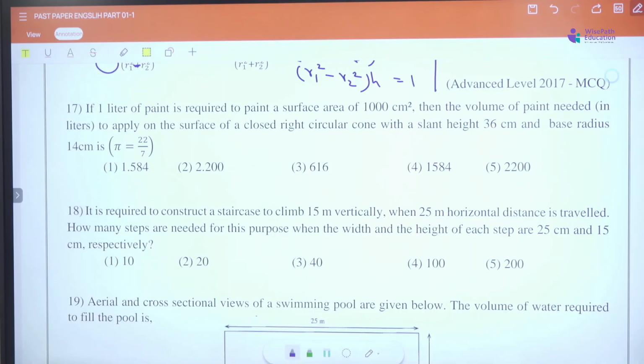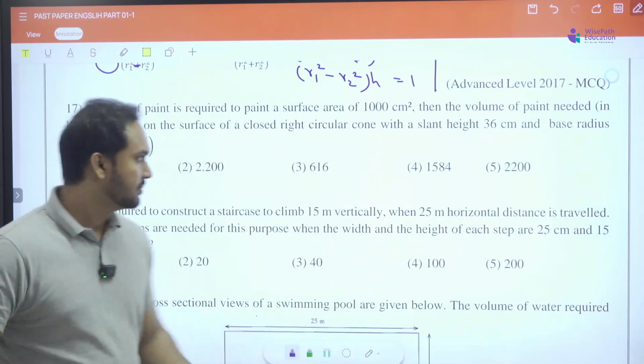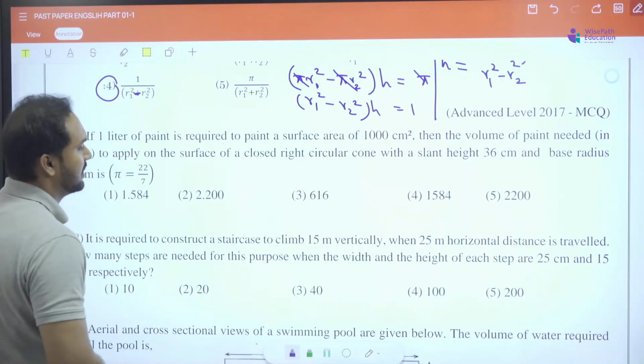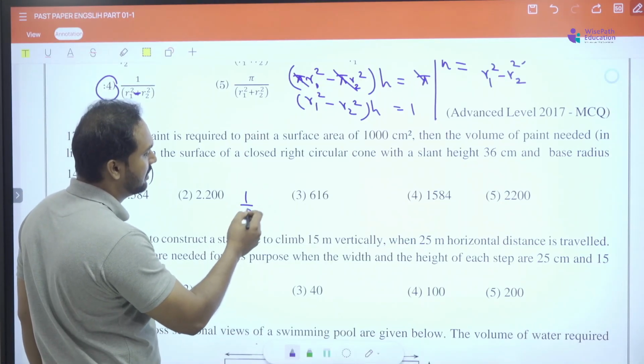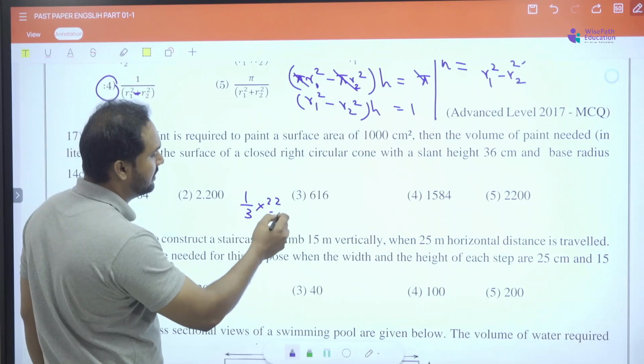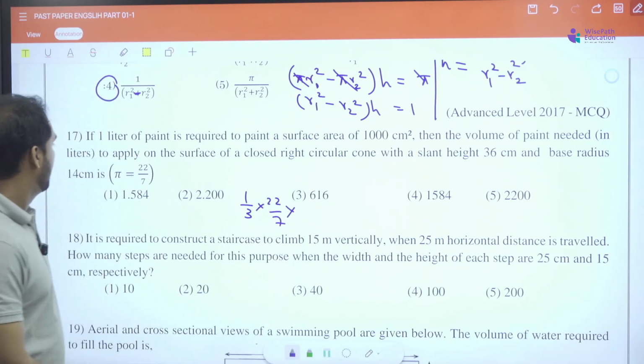Two. Answer 2. So that will be what? This is easy. 1/3 pi is 22/7. R is 14.